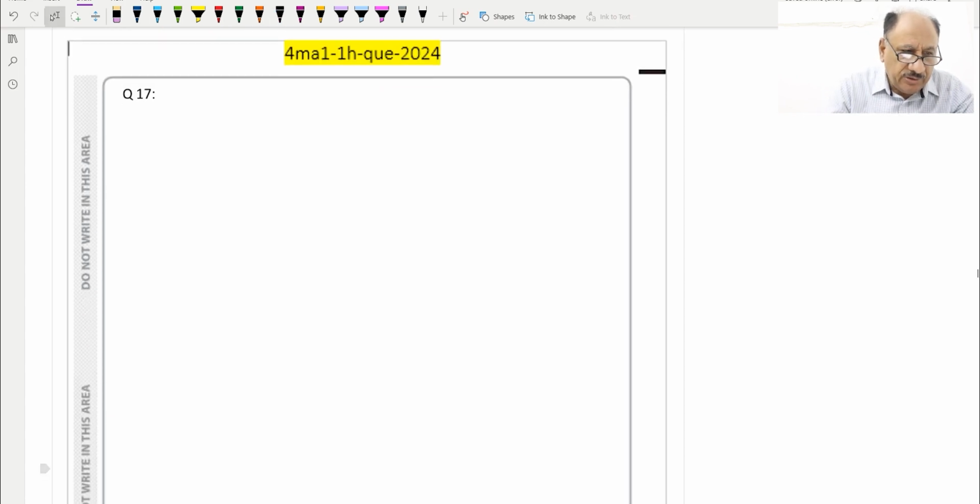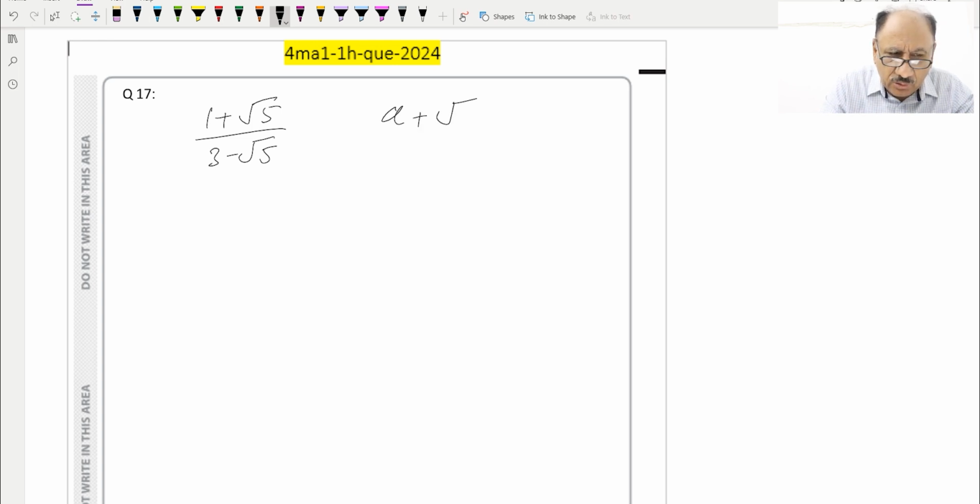Question number 17: show that 1 plus square root of 5, a rationalization question, over 3 minus square root of 5, can be written in the form a plus square root b, where a and b are integers. Show each stage of your working clearly. You need to keep in mind that for all questions, you need to show working.